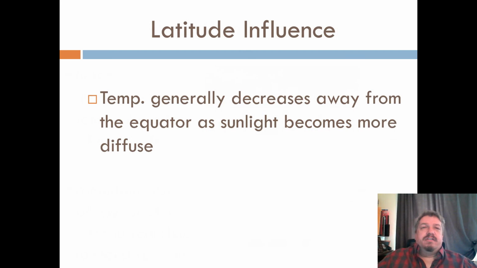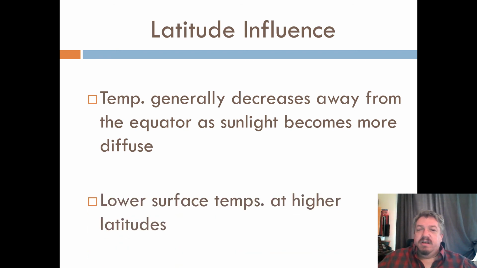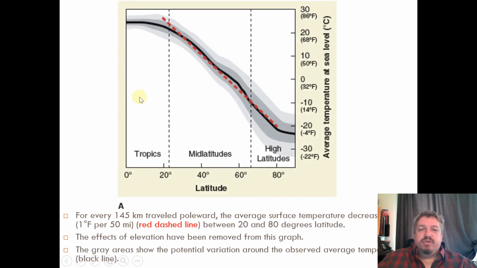So, just an easy rule of thumb, the further from the equator, the less direct sunlight, the greater the variation. Lower surface temperatures at higher latitudes. And this graph just shows you right here. If you start at the equator and head towards the latitudes of the poles, the observed temperatures, for the most part, pretty much follow this pattern. This is the average of ranges of temperatures. The black line is the median, and this red dotted line is the mathematical model that predicts it. So you can see there's this general pattern.